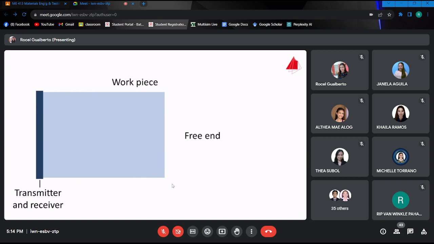So, if a sound wave is generated at one end of a workpiece, it will travel through the material with its speed of sound. At the free end of the workpiece, the sound wave is reflected and it returns to the transmitter, which then acts as a receiver.